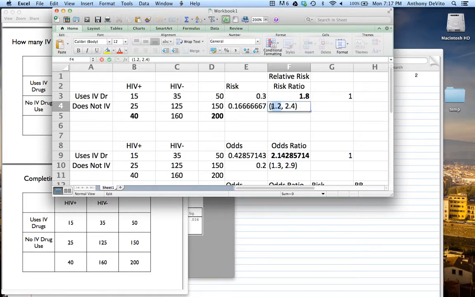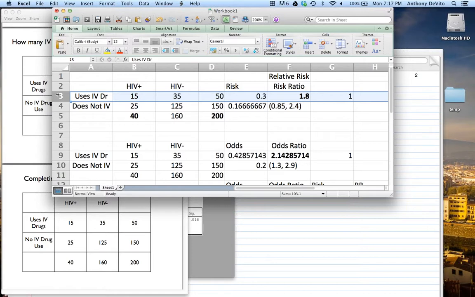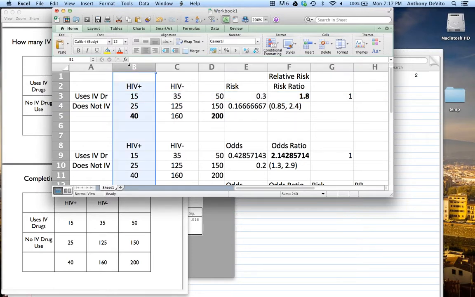So in other words, if I had found the relative risk is equal to 0.85, comma 2.4, we would say, gee, it could be one. I can't say that there's an association between IV drug use and being HIV positive. I can't say that with 95% certainty because it could be one. One is inside of my 95% confidence interval.